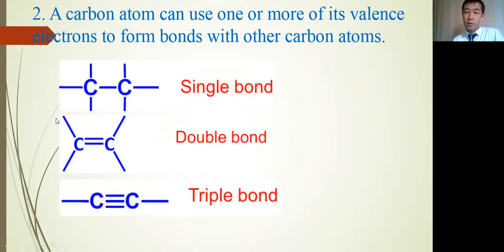These 4 bonds, if the carbon is attached to another carbon atom, could be in these 3 ways. It could be a single bond between carbon and carbon. It could be a double bond between carbon and carbon. It could also be a triple bond. If it is a single bond between the carbons here, this carbon has another 3 bonds.